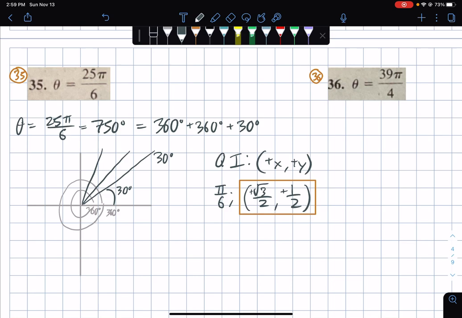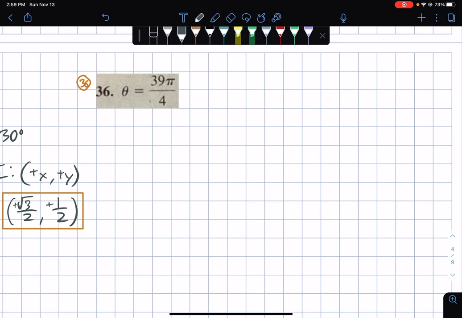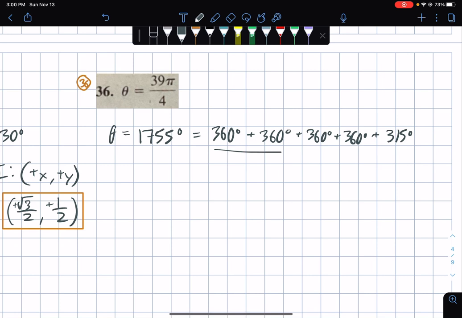Okay, for number 36, theta is equal to 39 pi over 4. Alright, this is a lot longer. So this is 1755 degrees, which is, if you dissect it, 360 degrees plus 360 degrees plus 360 degrees plus 360 degrees plus 315 degrees. As humorous as it seems, but yeah. Let's visualize it.